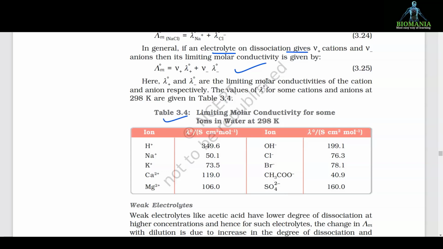Now here you can see the table 3.4. It has the limiting molar conductivity for some ions in water at 298 K. H+ ion is 349.6, sodium ion 50.1, potassium ion 73.5, calcium ion 119, magnesium ion Mg2+ 106, OH- ion 199.1, chloride ion 76.3, bromide ion 78.1, CH3COO- 40.9 and SO4 2- 160.